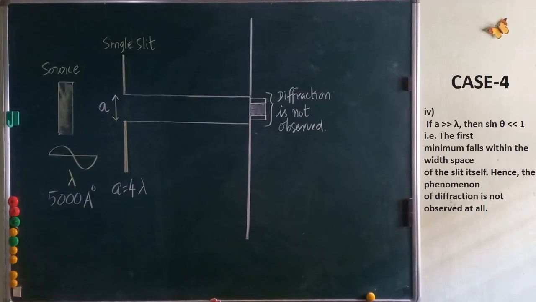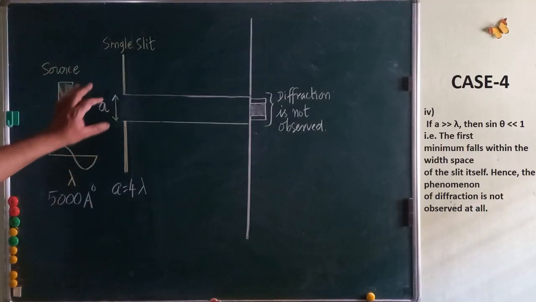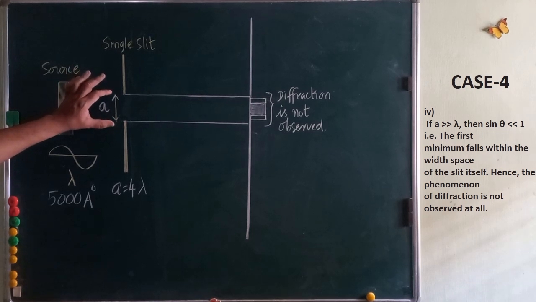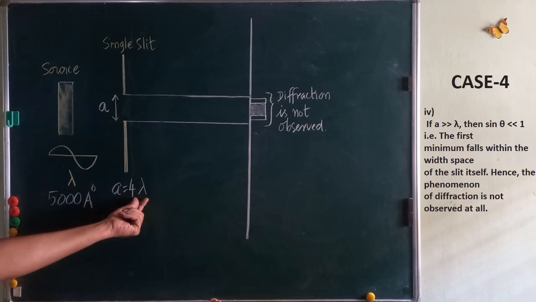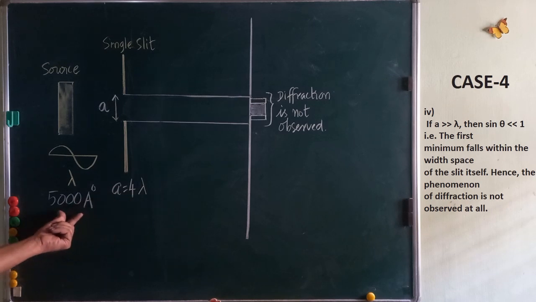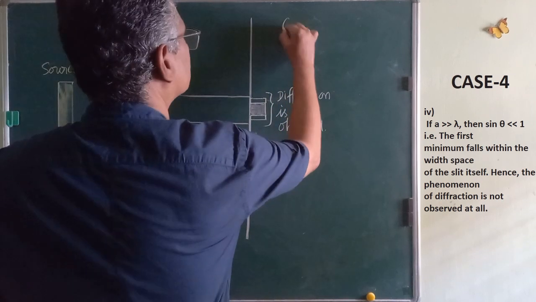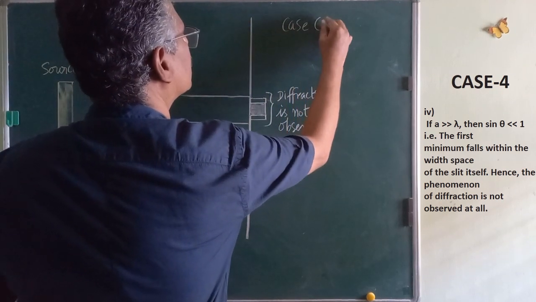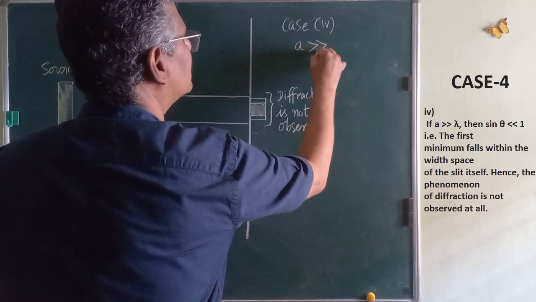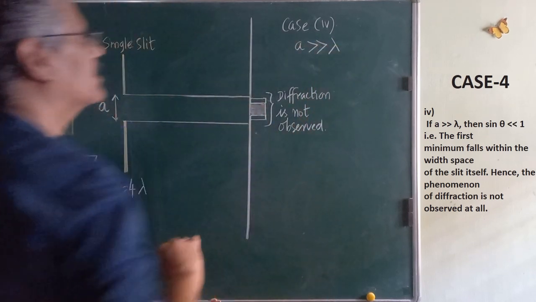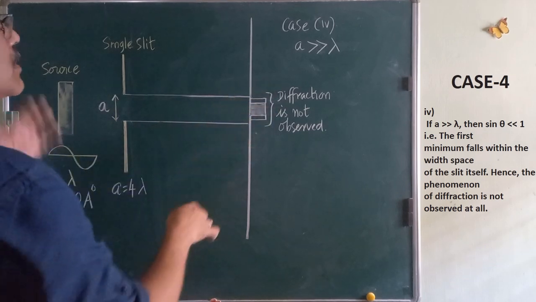Now we are going to discuss the fourth case. Look at the fourth case. Here the width of the slit is very much greater than lambda. That is 4 times of the lambda. That is, width of the slit is very much greater and wavelength is lesser. Now we are going to see what will happen. Case 4. A is very much greater than lambda.